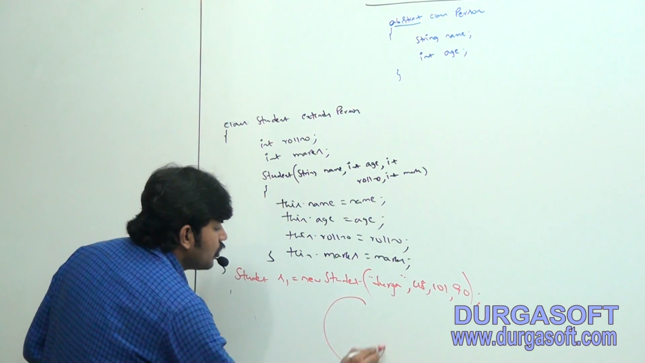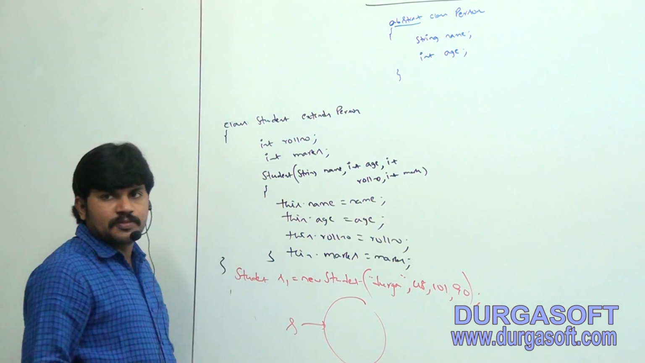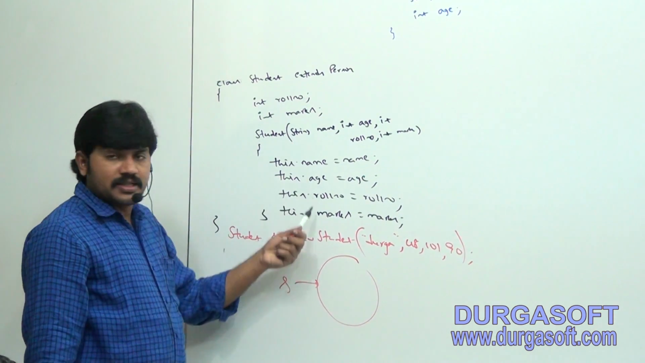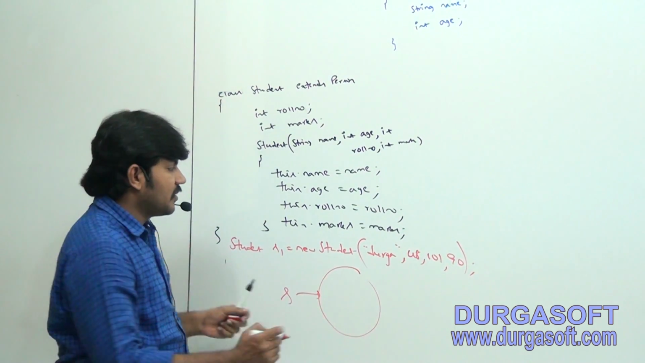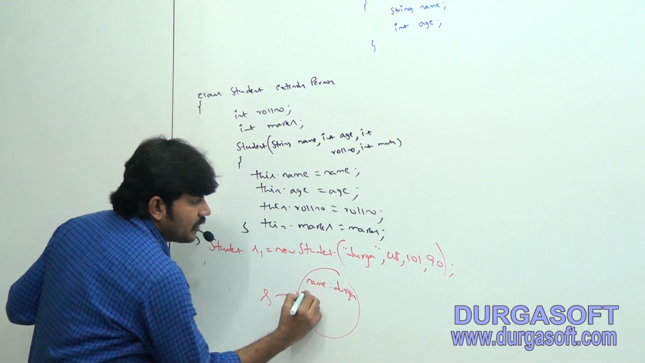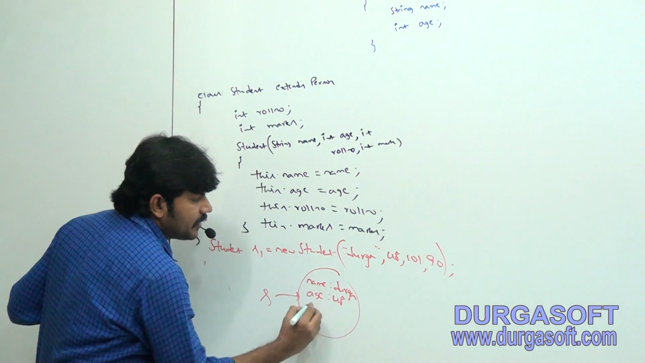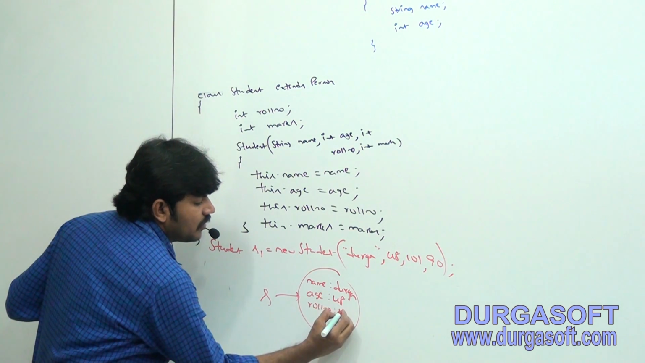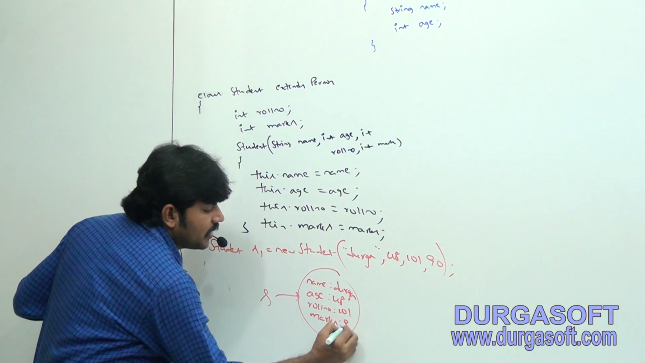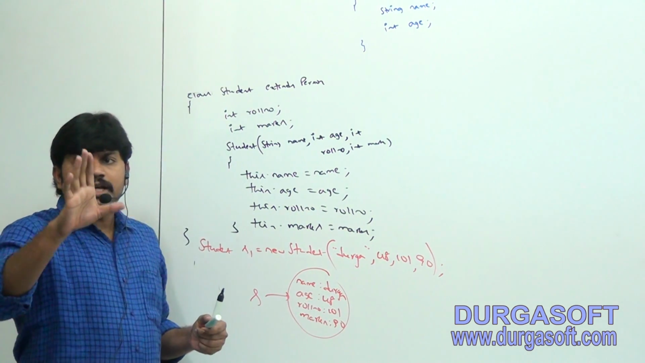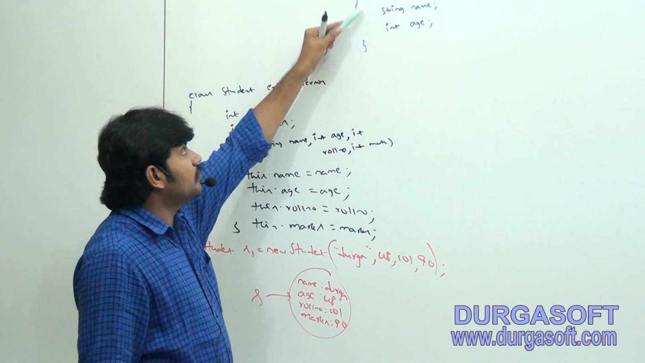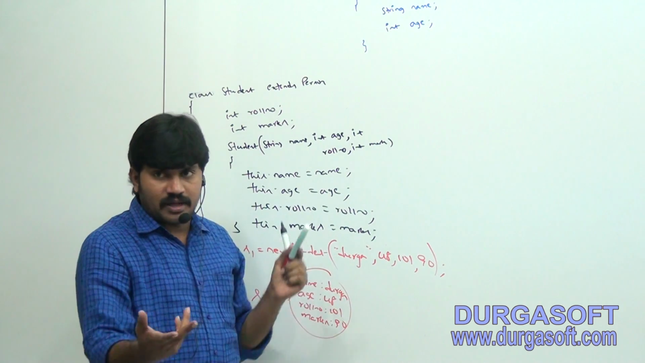Sir, here which constructor is responsible to perform initialization for all the 4 properties? The child constructor, because the parent doesn't contain any constructor. That's why the name is Durga, age 48, roll number 101, and marks is 90. I don't want to take any constructor in the parent class, because I don't want to create an object. Of course, object creation is not possible because it's an abstract class, right?